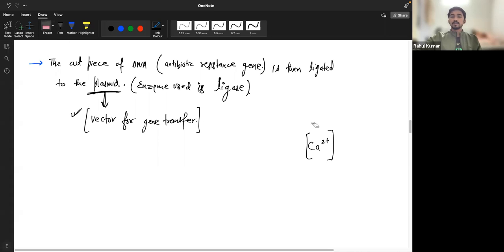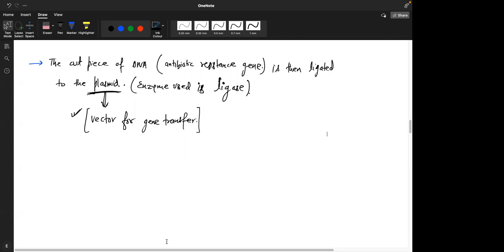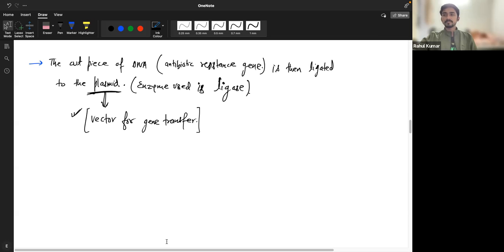So you can write down one line. In order to transfer a plasmid containing our gene of interest in a bacteria, first we need to make the bacterial cells competent.